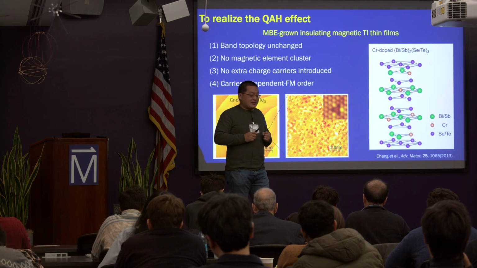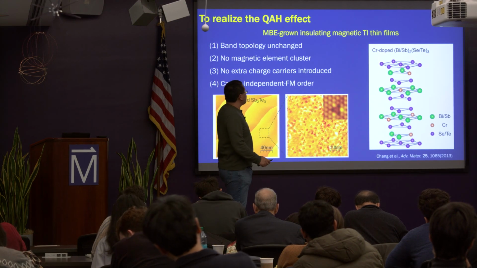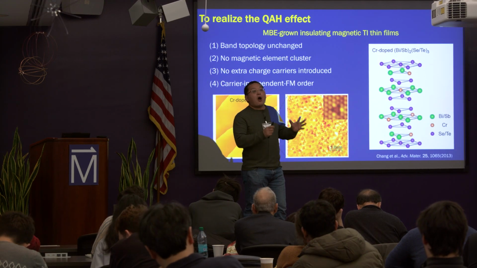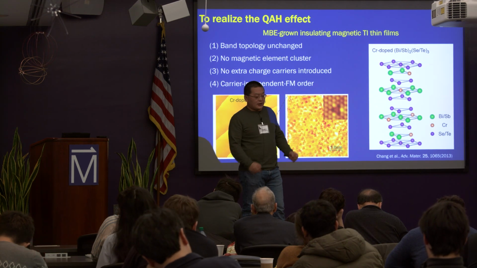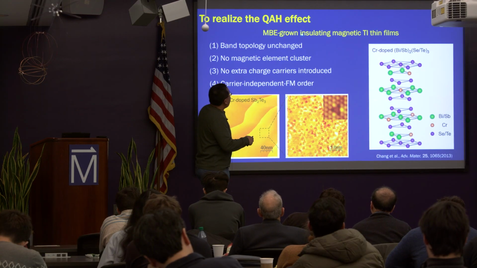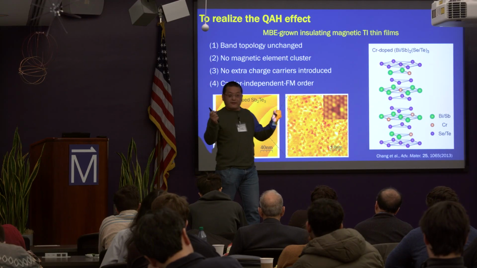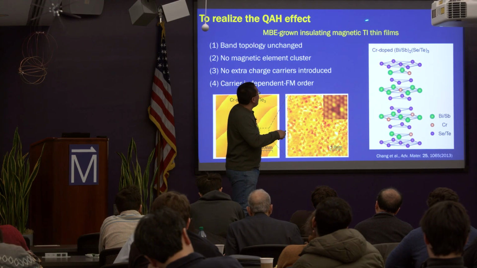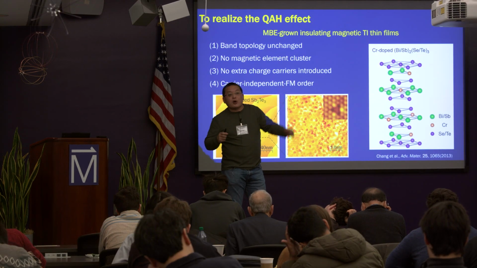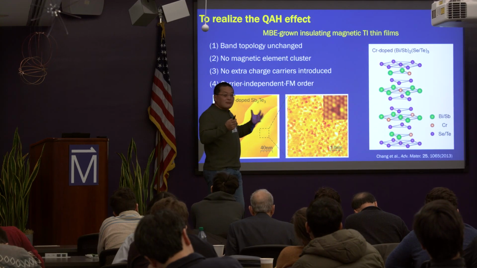I'm an experimentalist. We need to convert the theoretical picture into experimental steps. Here, one statement describes how we can realize the quantum anomalous Hall effect in real materials: we employ MBE to grow an insulating magnetic topological insulator film, so that we have topological, ferromagnetic order. Insulating means you tune the chemical potential into the magnetic exchange gap. So this is the language I can understand.